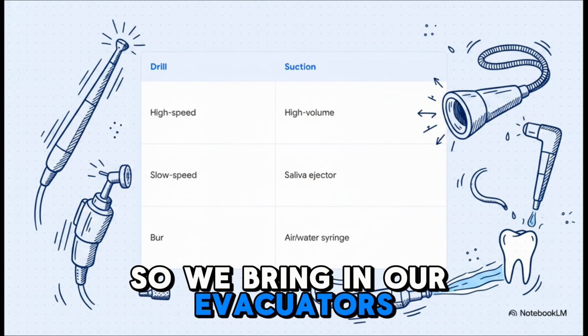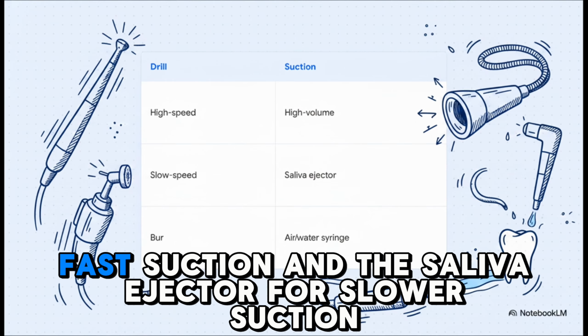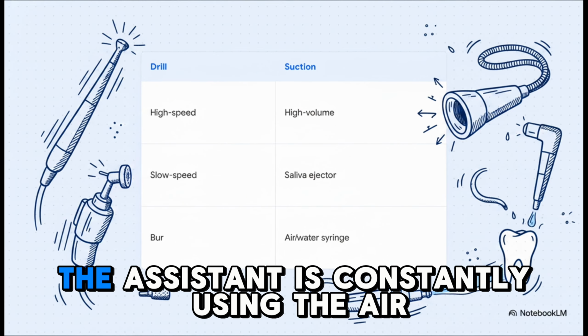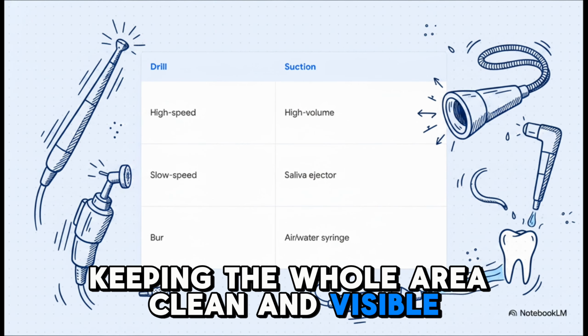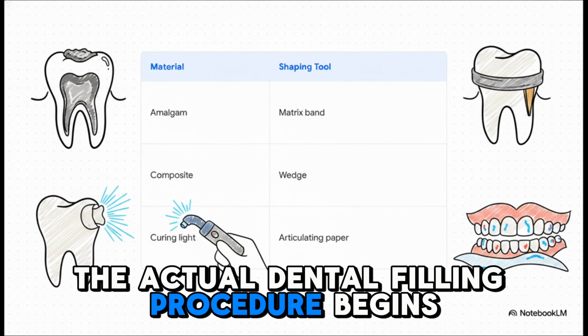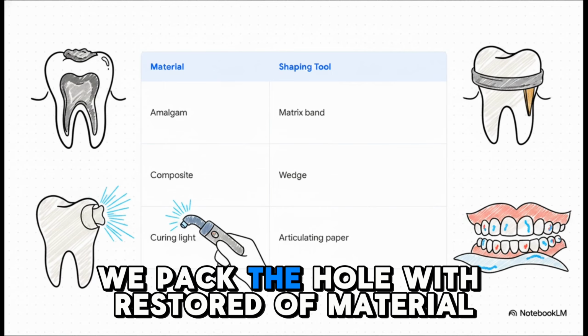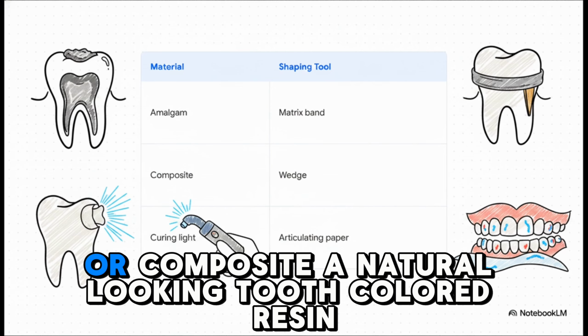While we're cutting away tooth structure, we absolutely have to manage the water and debris. So we bring in our evacuators, the high-volume evacuator, or HVE, for really loud, fast suction, and the saliva ejector for slower suction. Simultaneously, the assistant is constantly using the air/water syringe to spray water and air, keeping the whole area clean and visible. Once the decay is totally gone, the actual dental filling procedure begins. We pack the hole with restorative material, either amalgam, which is your classic silver filling, or composite, a natural-looking tooth-colored resin.